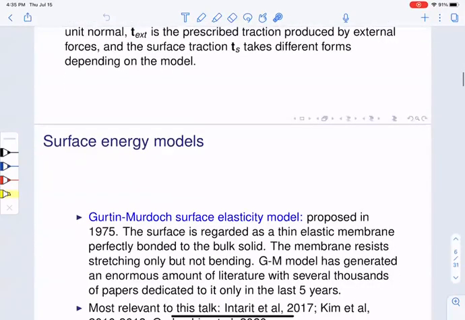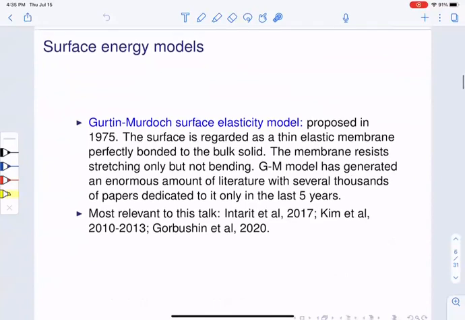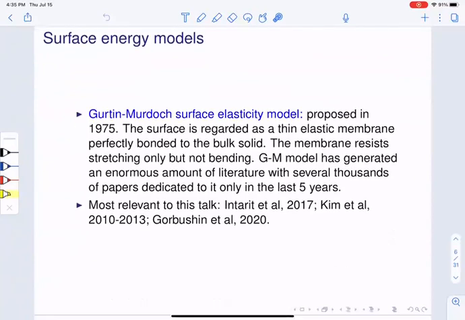So what is that surface energy component? We can create various models by using different surface energies. The two most popular models currently are the Gurtin-Murdoch surface elasticity model, which is the older one. It is extremely popular for modeling nanostructures. There are thousands and thousands of research papers in this area, even in just the last 5 years.